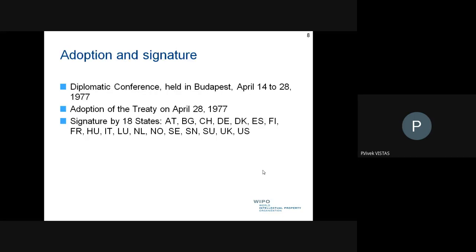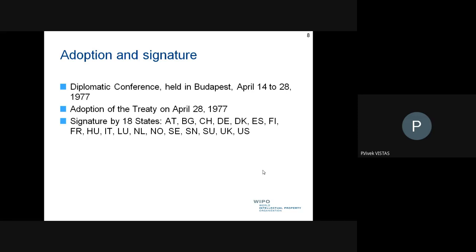So after that, a diplomatic conference was held in Budapest, from April 14 to 28 in 1977. Since it took place in Budapest, the treaty was named the Budapest Treaty. The adoption of this treaty was done on April 28, 1977.